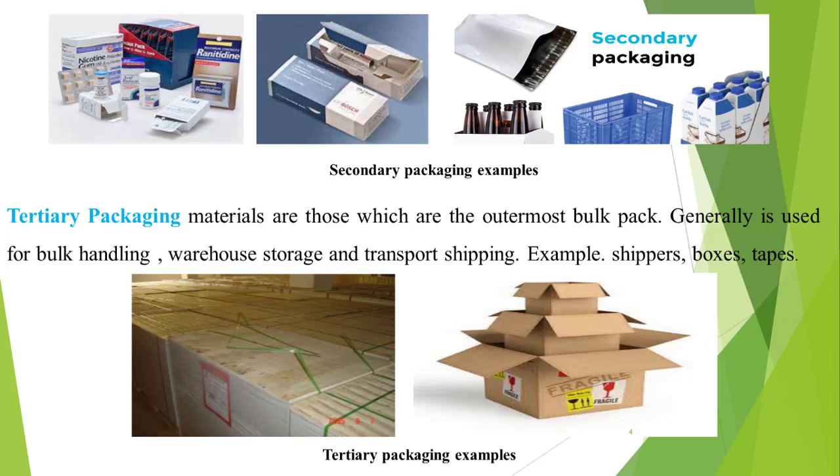The last one, that is tertiary packaging, are those which are the outermost bulk pack, as we are talking about. Now secondary packaging, where we are going to keep, that is nothing but our tertiary packaging. Here the diagram is very much visible, you can easily make out which is the outermost bulk pack. Generally it is used for bulk handling, warehouse storage and transport, shipping, etc. Example: shippers, boxes, tapes, etc.